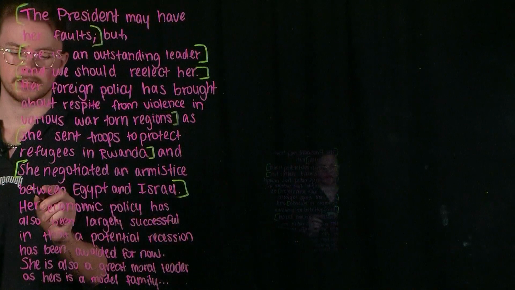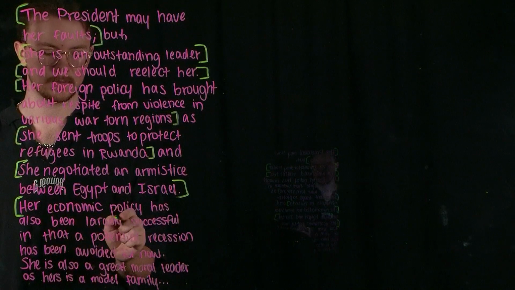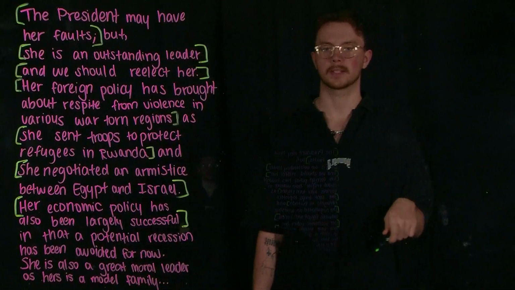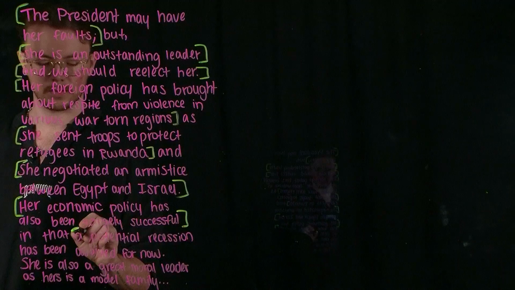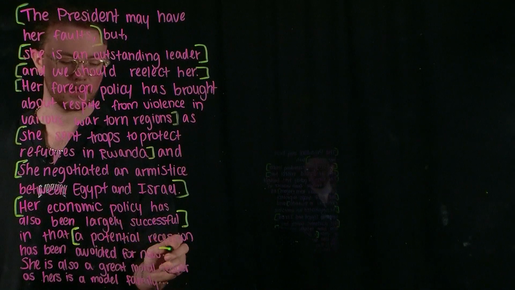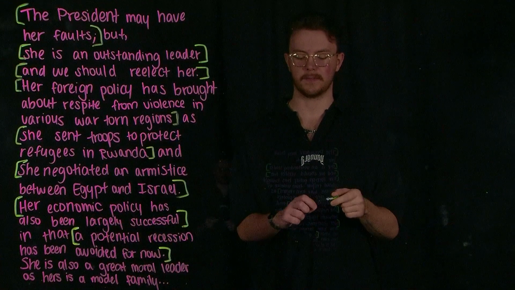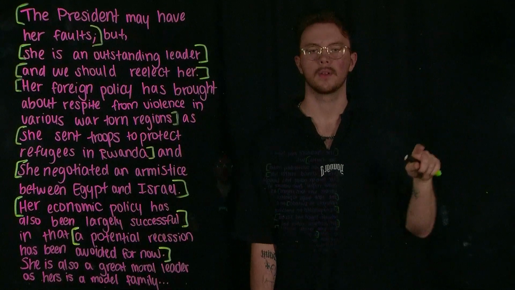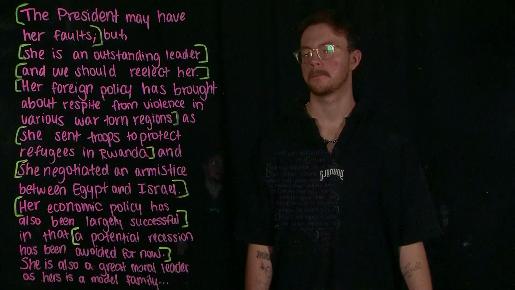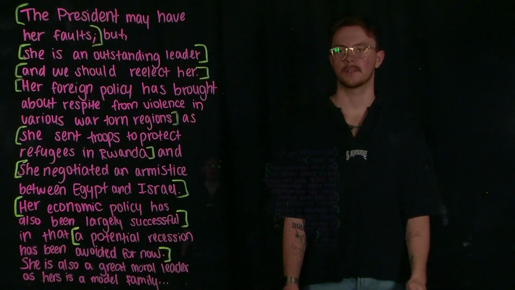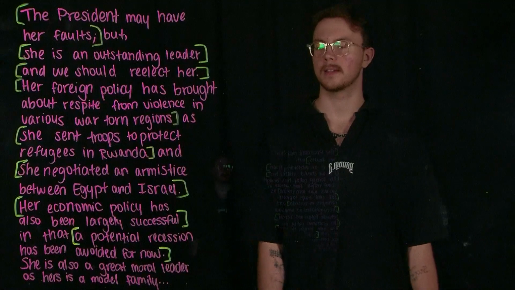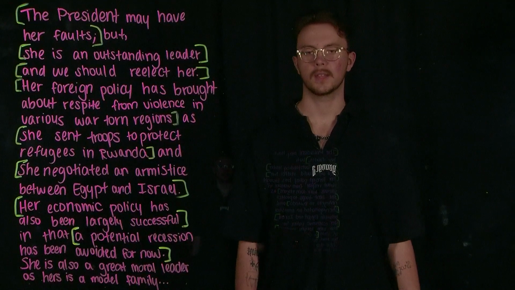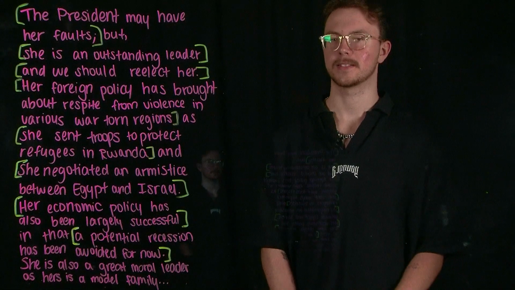There are two claims in that sentence. Her economic policy has also been largely successful. Is it true her economic policy has also been largely successful in that a potential recession has been avoided for now? And that is kind of a fancy philosophy way of saying because, or we know it is so because. So I also, because I study philosophy, had a hint there within that. But is it true a potential recession has been avoided for now? See why I taught you that question? Sometimes I have reasons for things.